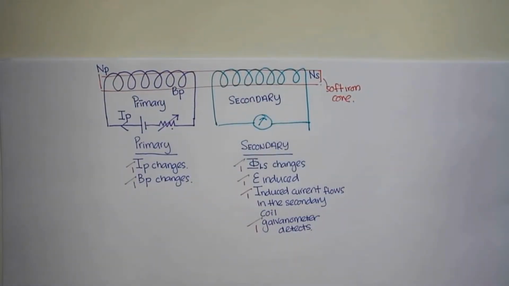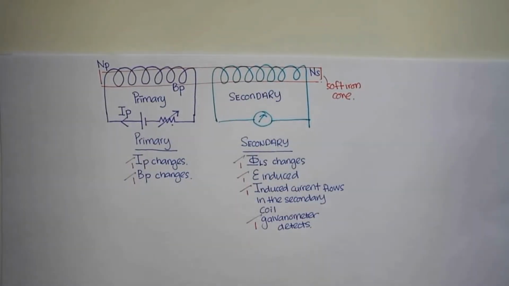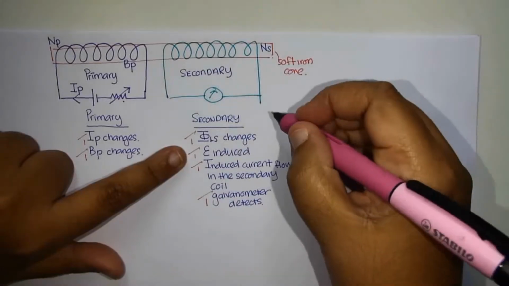Okay, so they are linked between the primary and the secondary. Then what happens after that is we're going to look at the concept that is involved. We understand the phenomena, but now we're going to look at the concept. The first concept here is number 1.